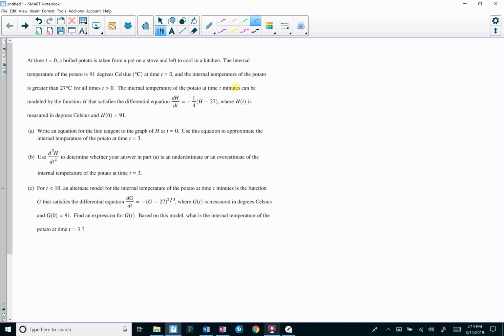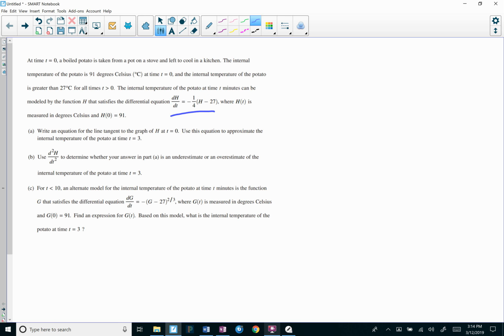Okay, so we got the internal temperature of the potato. It's measured by dH/dt. Now, keep in mind, because this is very, very key for the whole problem. Normally, we have dy/dx. H is my dependent variable. It's like my y in this problem. So keep that in mind. That's like a y. That's not your independent variable. It's your dependent variable.